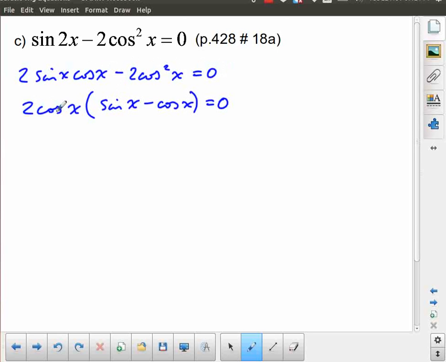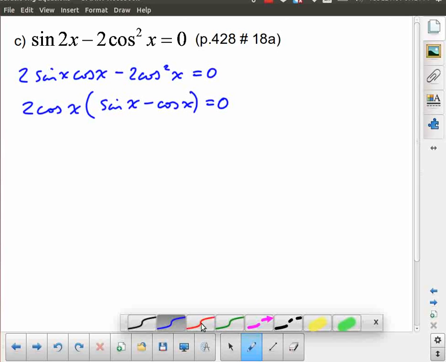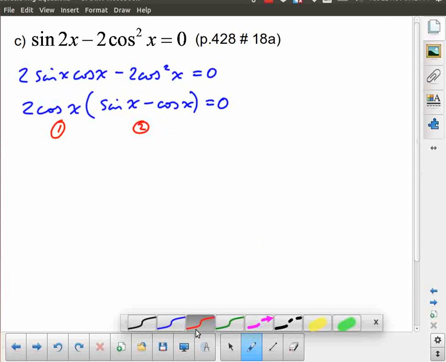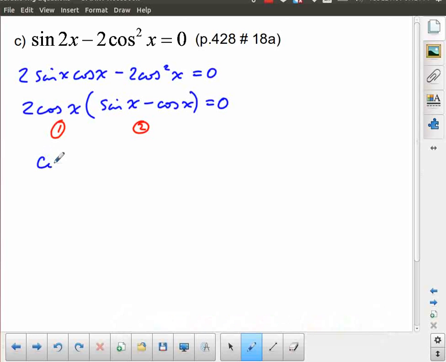But now that I've written this as a product of factors, 2 times cos x times this entire bracket, that means, of course, 2 can't be 0, so in the multiplication, either cos x or sine x minus cos x, one of those two factors has to be the thing that's making this 0. So let's look at the first one. Cos x equals 0. And I will once again, and I encourage you to do this as much as you need to, whether you can do it in your head or whether you need to write it out each time, as I'm showing you here as a reminder.